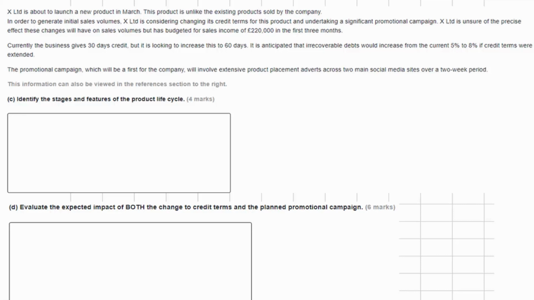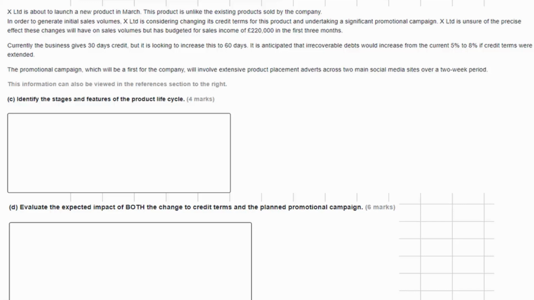The promotional campaign, which will be the first for the company, will involve extensive product placement adverts across 2 main social media sites over a 2-week period. So notice we've got quite a lot of information here about the business. There are some numbers included in the text as well, which we'll need to consider.